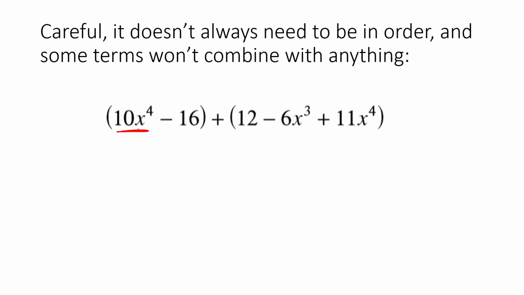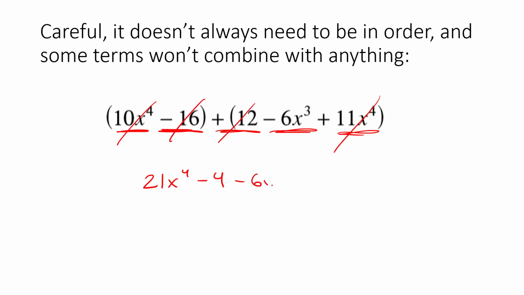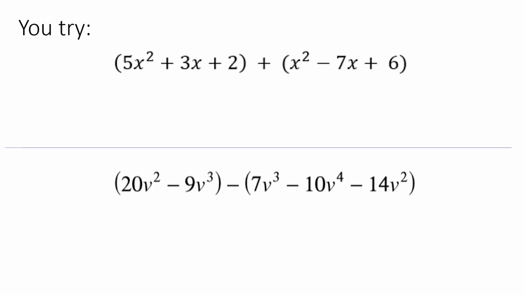You know, there's a 10x to the 4 here. The other x to the 4 is not until the end of the problem. So you get 21x to the 4. All right, and then cross them out if you need to. Negative 16 plus 12, that's going to give me negative 4. And then there's this 6x cubed, but it doesn't go with anything, so we're just going to leave it alone. And now you're done. Okay, so when you're adding, just combine the coefficients. If you want to give these a try, give that first one a try. I'll explain how to do the second one.